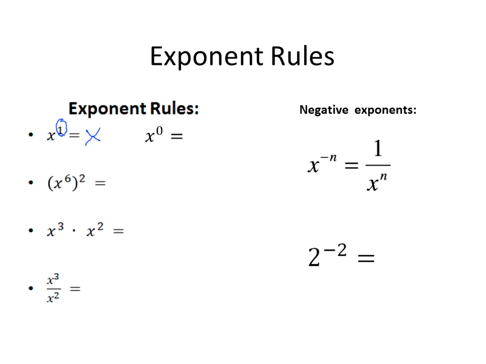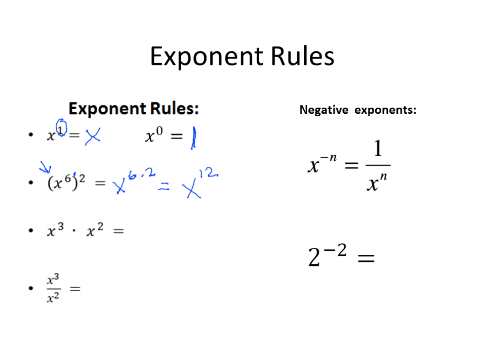All right, any number to the 0 would be 1. I'm not really sure why it works out that way, but if you raise any number to the 0 power, it's just going to equal 1. All right, this is called a power to a power. When we're taking x to the 6th to the 2nd, what you're going to do here is multiply these 2 numbers. So you're going to take x and then 6 times 2, which would be x to the 12th.